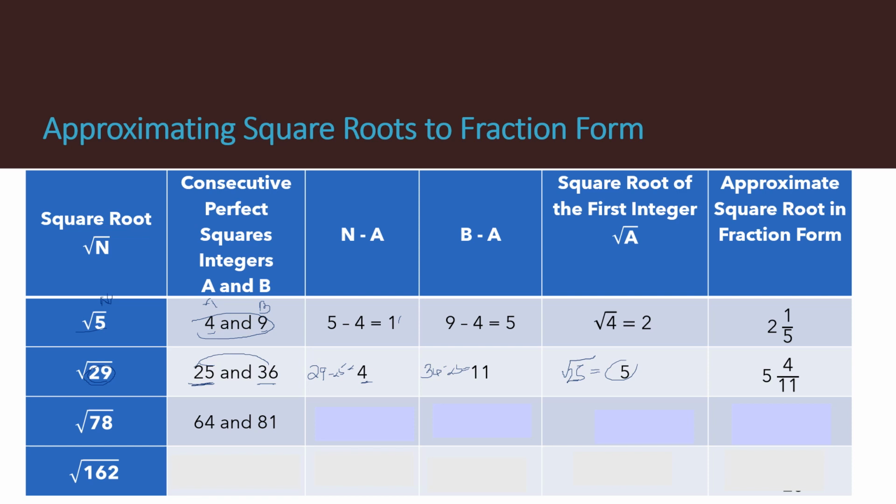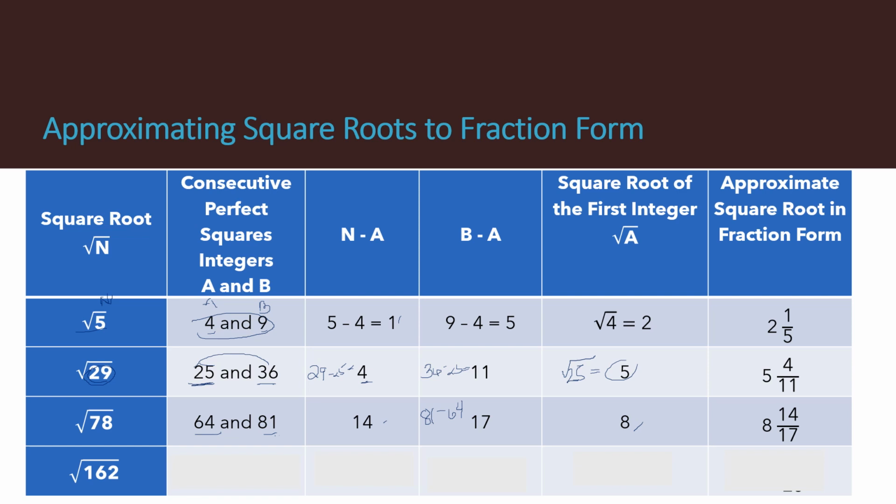Number 3, so we have the square root of 78. It is between the square root of 64 and the square root of 81. And then we subtract 78 minus 64. The result is 14. Next, we subtract the two perfect squares, 81 minus 64. The result is 17. So that is our denominator. Now we get the square root of 64 again, and the result is 8. We write them as a fraction, so the square root of 78 is approximately 8 and 14 over 17.